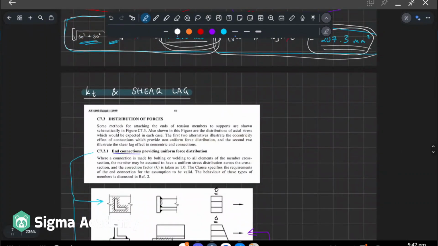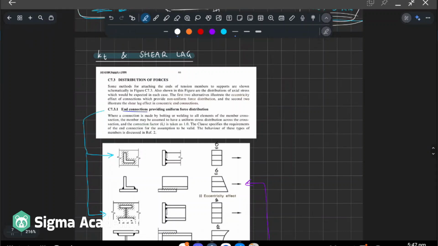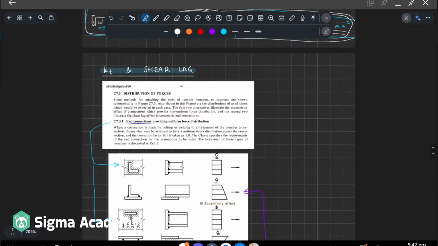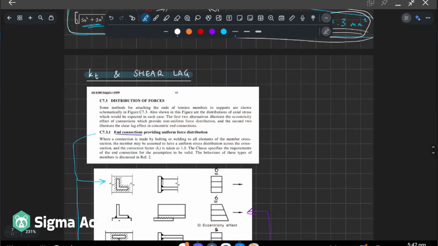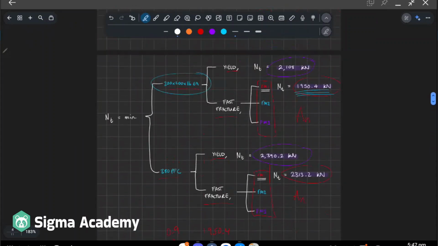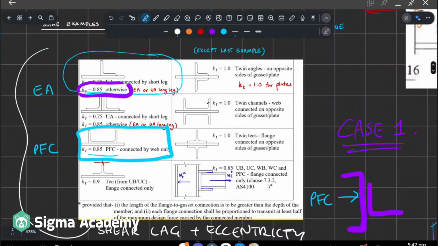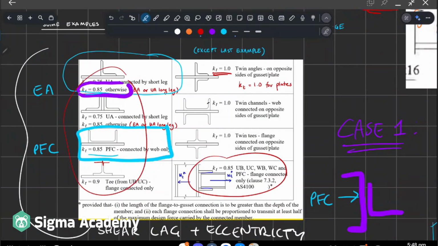Okay. Next is shear lag, which I want to talk about because I didn't talk about it properly in the first week. Essentially, we have KT, which is for fast fracture, and there's that table, if you remember. Let me find it. This one. And you're like, okay, that's all well and good, but why is KT equal to 1 sometimes, and why is it not 1 in other situations, like here and here, right?